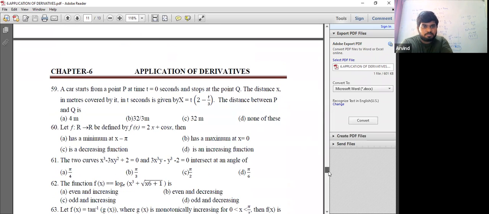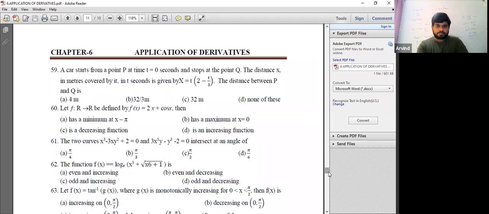A car starts from a point at T is equal to 0 and stops at point Q. The distance x is given as T into 2 minus 2T by 3. You differentiate it, and if you differentiate it, you will get an answer. Equate it to 0. Why are you equating it to 0? Because dx by dt is nothing but speed. Change in distance with respect to time is known as speed. At the starting point the speed is 0, and at the ending point the speed is 0. Using that, you will get the value.